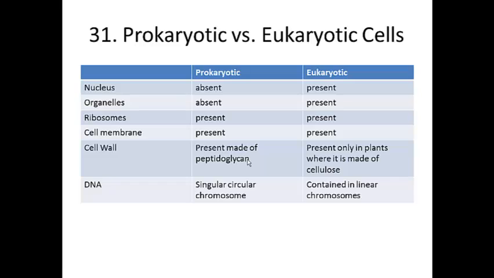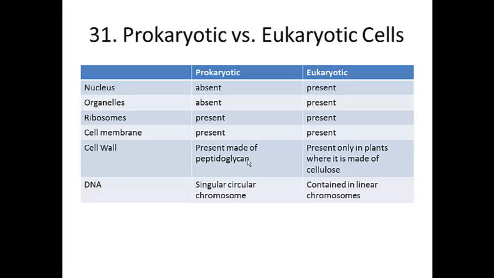Prokaryotic cells have a cell wall made of peptidoglycan, whereas eukaryotic cells only have a cell wall in the case of plants, where it is made of cellulose. DNA for prokaryotic cells is very simple. It's just a circular loop of DNA, whereas in eukaryotic cells there are long linear strands of DNA that are found in the nucleus.